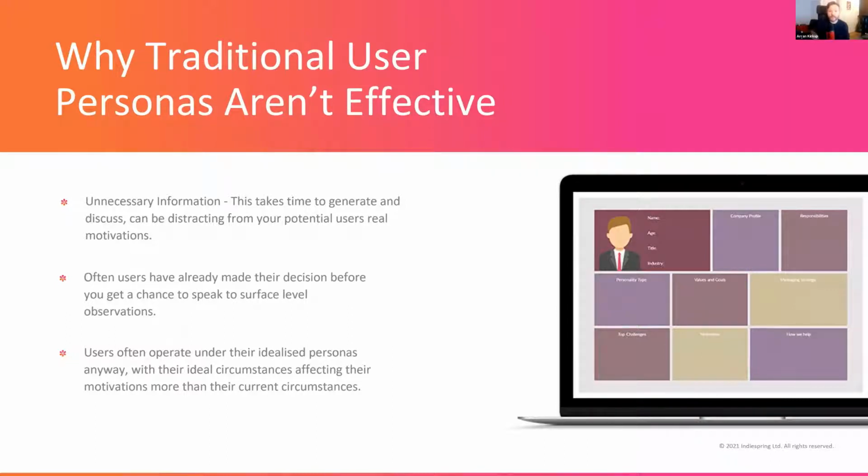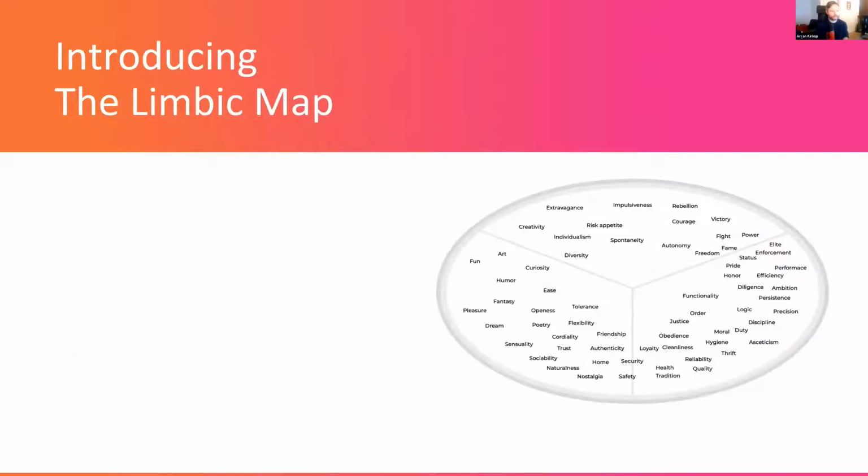So if everything we think we know about user personas is wrong, then how do we learn about our users in a more effective way? That's where we break out the Limbic Map. So we use the Limbic Map to discover the deeper motives and values of users. By using a Limbic Map, our thinking is focused on the emotions and motivations.